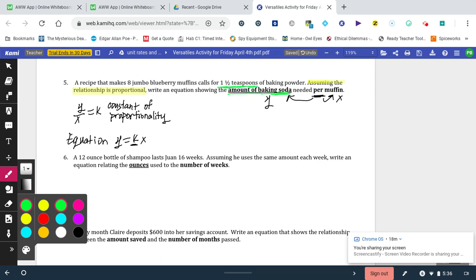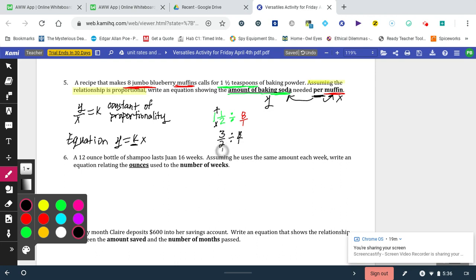So I know I want to write 1 1/2 divided by the number of muffins. So how many muffins do I have? Well, I have 8 jumbo muffins, okay? So I'm going to divide by 8, or 8 over 1. All right, I'm going to go ahead and change 1 1/2 to an improper fraction. 2 times 1 is 2, plus the 1 is 3, so I have 3 halves divided by 8 over 1.